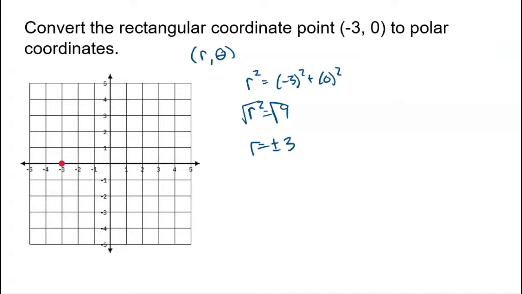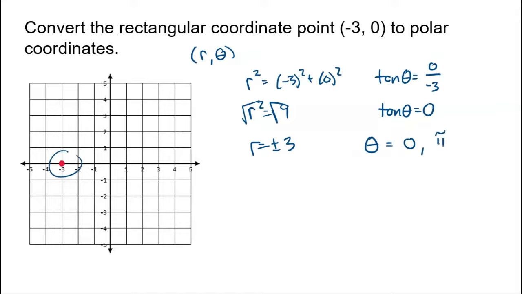Okay, that's pretty simple. Now we've got to find our angle. So we know tangent of theta equals y, 0, over x, -3. That means tangent of theta equals 0. Now, where do we have a tangent of 0 value? Well, again, there are infinite answers, but the ones that jump out to me right away are 0 and pi. Well, which one is it?